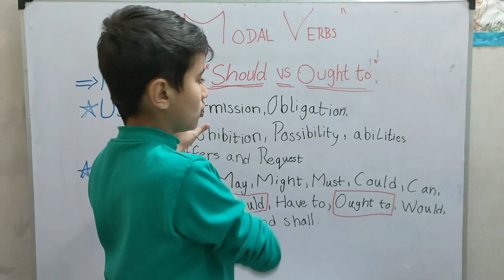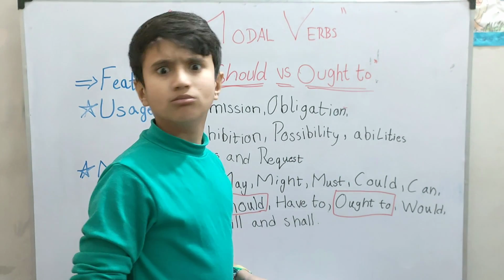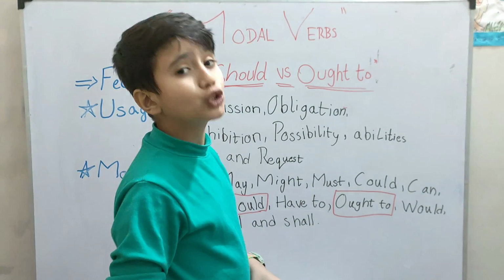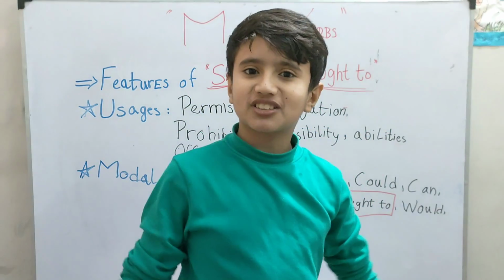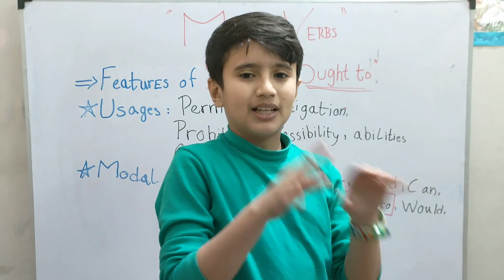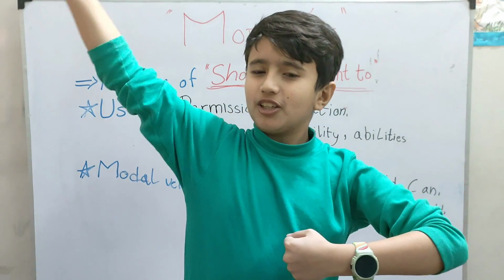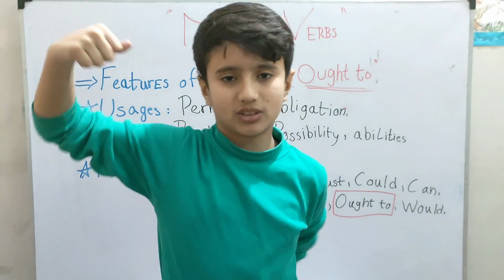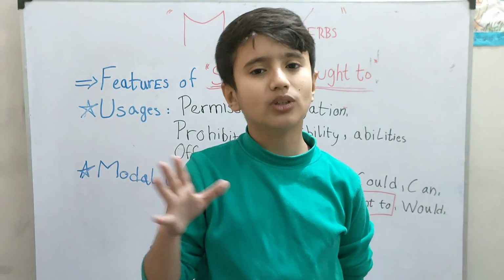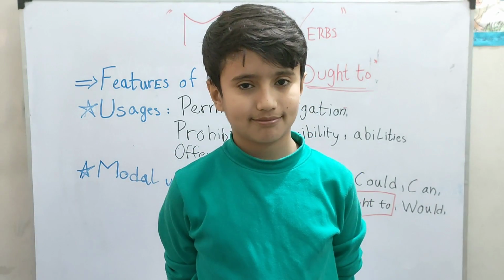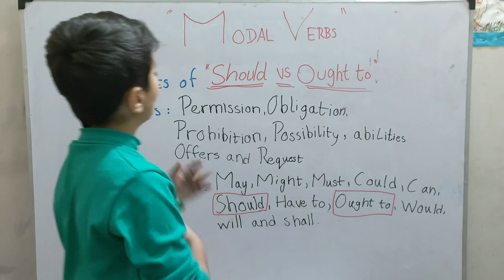First of all, permissions. No, obligations. You should go to school. Yes. Should is more powerful than ought to. Should is the must among ought to and should. He is very powerful, but ought to is smart. Like me. Just joking, jokes apart.